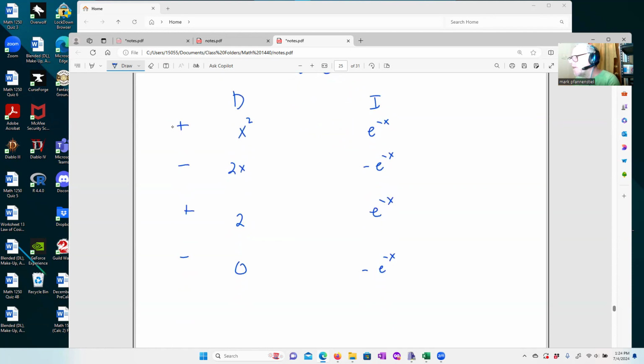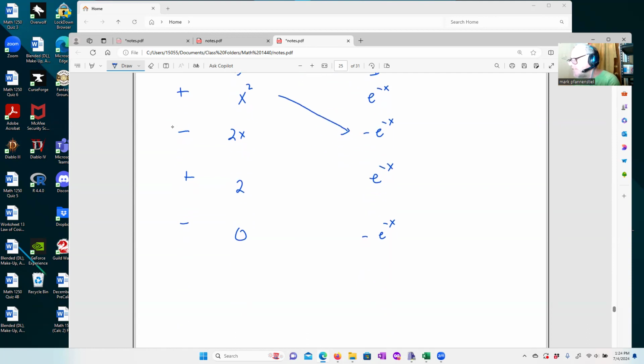Okay? What we're going to do is follow the diagonals. So we're going to multiply these together. So this is going to be negative x squared e to the negative x. And what about the plus sign? We have a minus sign over here. So we multiply, we have positive times a negative. We have a minus, we have 2x times negative e to the negative x.